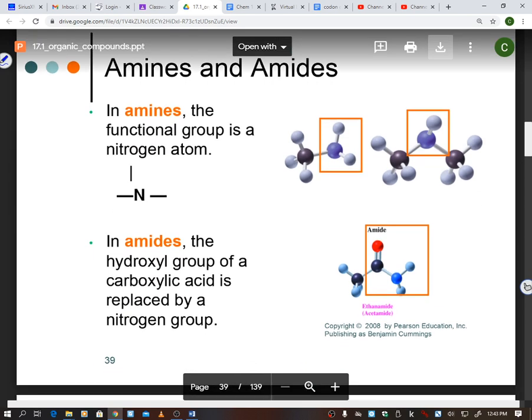Amines and amides are also very similar in that they both deal with nitrogen. Sorry, I didn't mean on the end. An amine's functional group is a nitrogen atom. So if you just have carbons and hydrogens and a nitrogen, then you're going to be an amine. Now an amide, though, you look here, you have a nitrogen, but you have a double bonded oxygen there. This double bonded oxygen, this carbonyl group, is really popular.